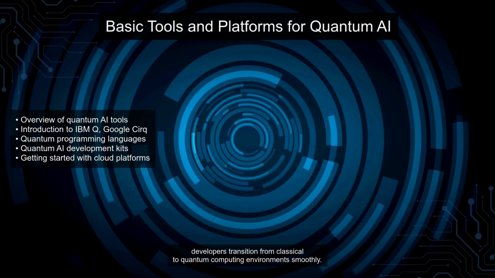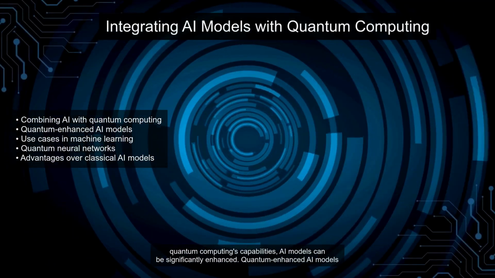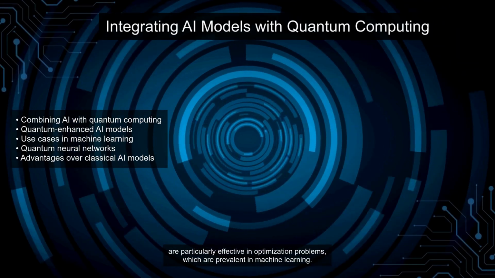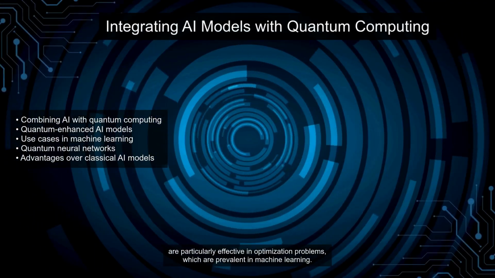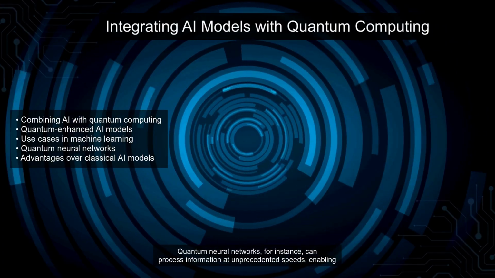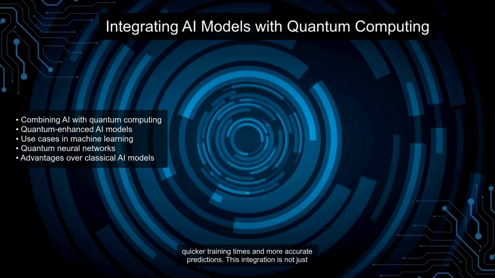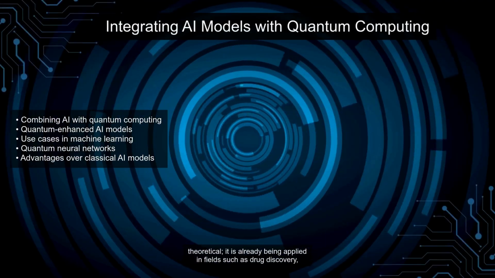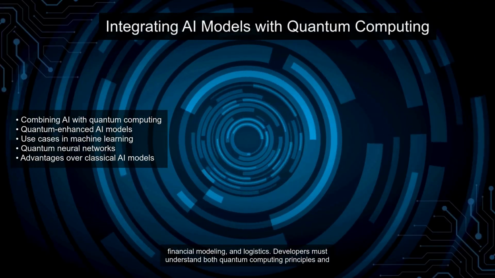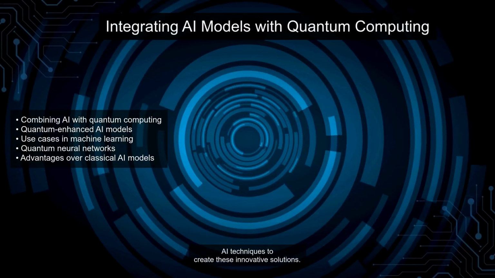Integrating AI with quantum computing is where the magic happens. By leveraging quantum computing's capabilities, AI models can be significantly enhanced. Quantum-enhanced AI models are particularly effective in optimization problems, which are prevalent in machine learning. Quantum neural networks, for instance, can process information at unprecedented speeds, enabling quicker training times and more accurate predictions. This integration is not just theoretical, it is already being applied in fields such as drug discovery, financial modeling, and logistics. Developers must understand both quantum computing principles and AI techniques to create these innovative solutions.